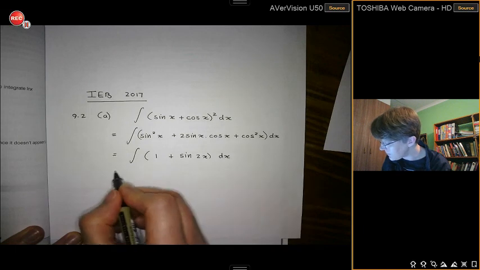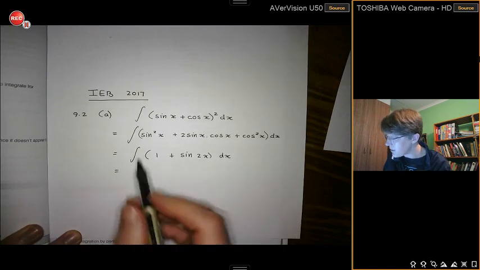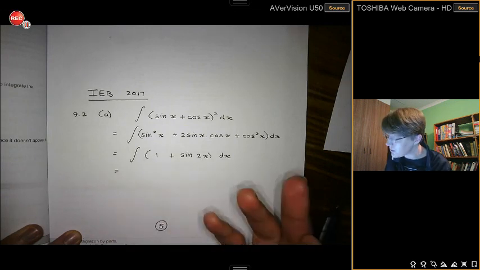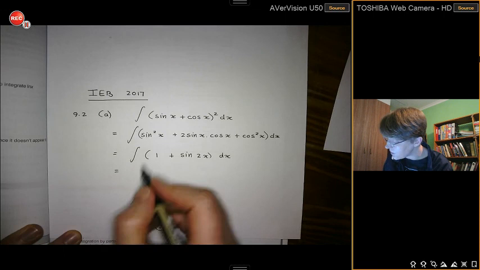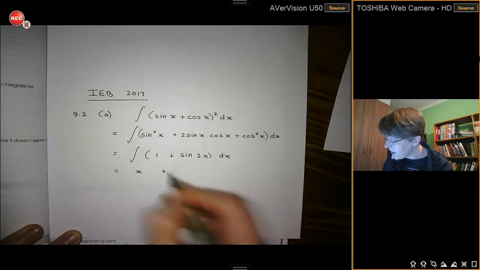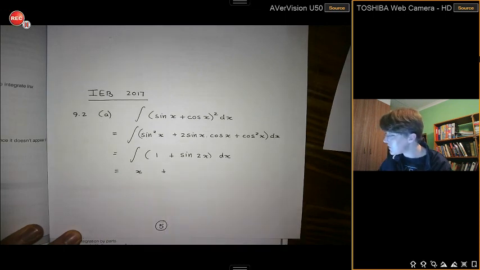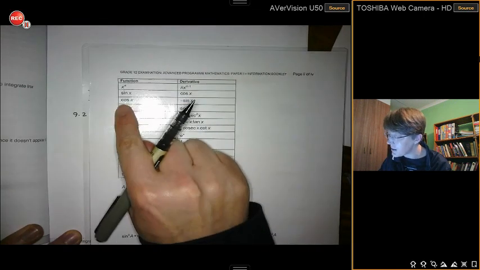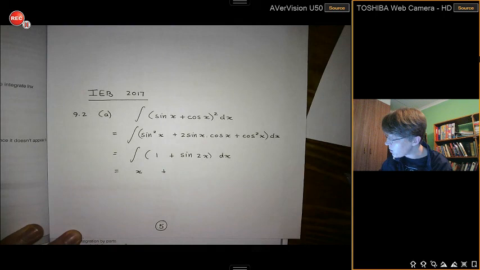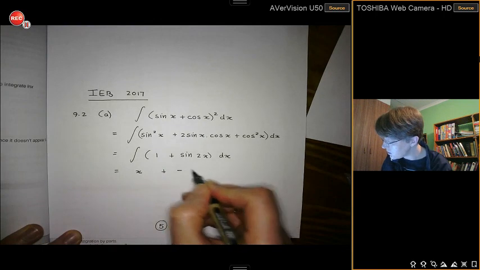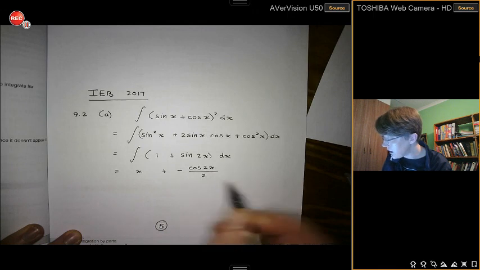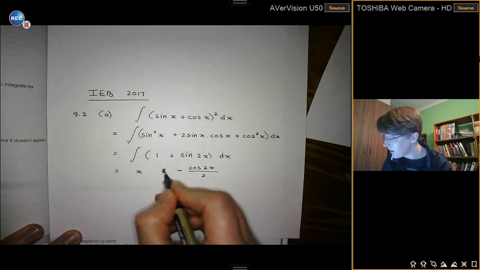And then, good news, because there's a plus in the middle, I can say it's the integral of 1 plus the integral of sine 2x, which is actually very simple to do. The integral of 1 is going to be x. And then the integral of sine 2x is one of those standard integrals. Careful though, sine 2x becomes minus cos 2x, but I also have to divide by that 2. And that's why the plus and the minus will just end up being a minus.